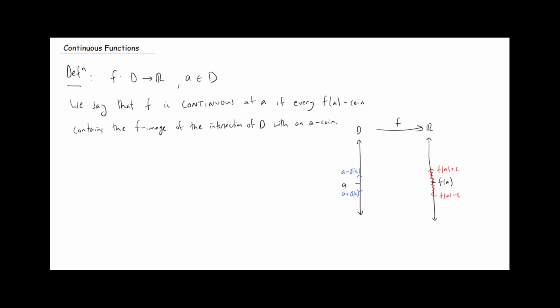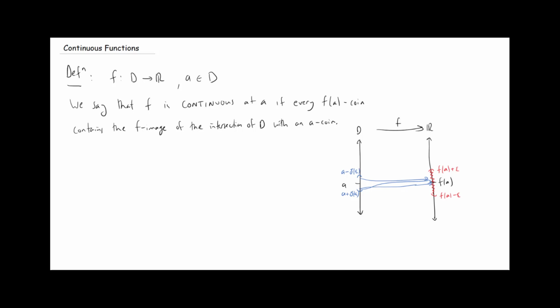And I want that, well, I'm only going to look at points in this a coin that are in D, which in this picture looks like all of them, but in general doesn't have to be. All right, but I only want to look at these points, and I want that all of them get mapped into this f of a coin of radius epsilon. Okay, that's the goal, right? And so what this is telling me is that if I get points that are close to a, then those points are going to get close to f of a. So continuity, in a sense, preserves closeness. Okay, all right. Let's write this down using our epsilon delta jargon.